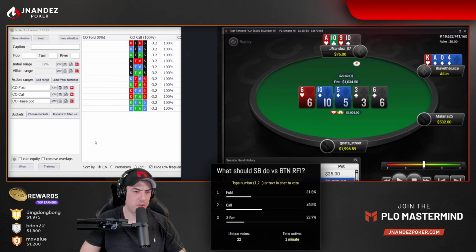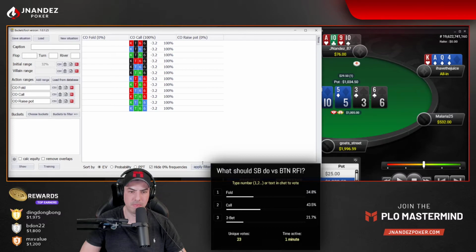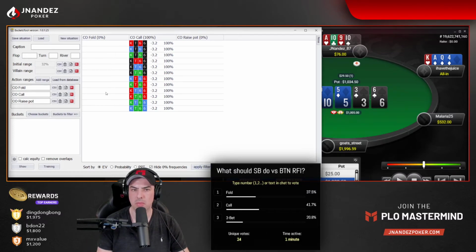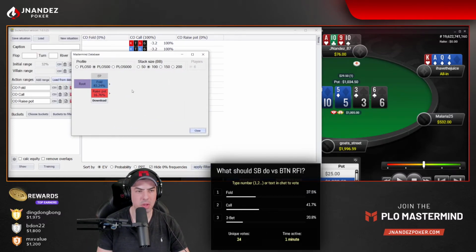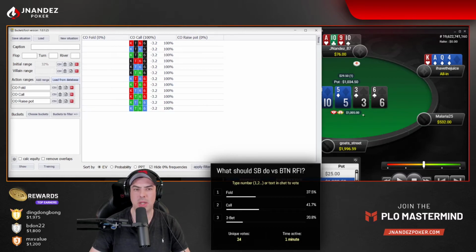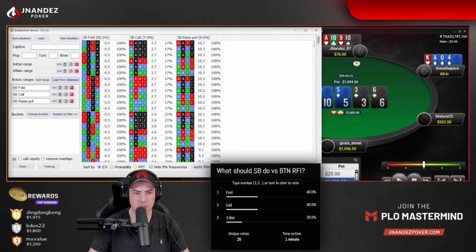Mixed strategy, 3 bet low percentage. Okay, let's see. Fold, fold, fold. Button raises. Small blind's response. So the small blind's response is a 9.6% 3 bet.